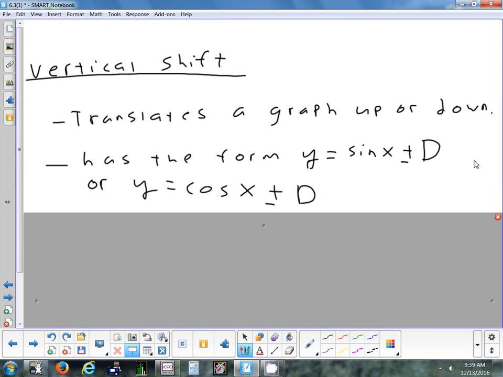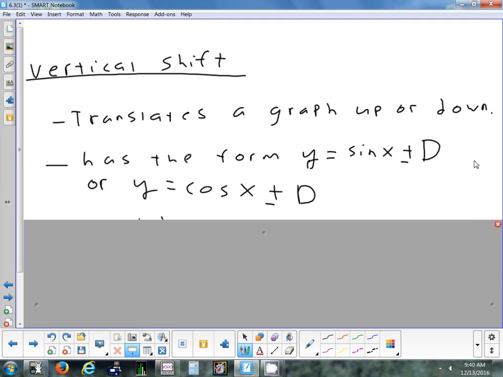And you might be wondering, well, why did I use d? Because when we learn, there's 4 transformations altogether. Okay? You guys know 2 of them. This is the last one you would do. That's why I use the letter d. And this time, d usually is a nice number. Okay? Like plus 2, minus 3. It doesn't have a pi in it. It could, but it usually doesn't.